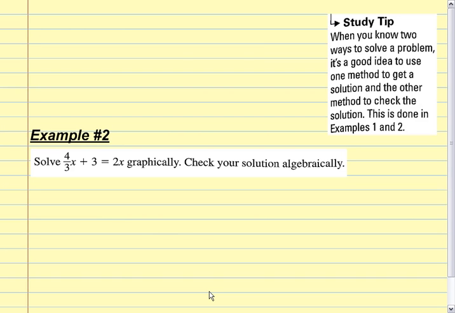How many different ways do you now know how to graph a linear equation? Three. Can you give me one of them? What's its full name? Slope-intercept form. Good. What's another method for graphing linear equations? Intercept methods, right? Finding the two intercepts.